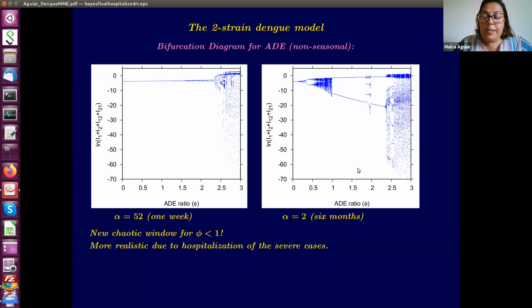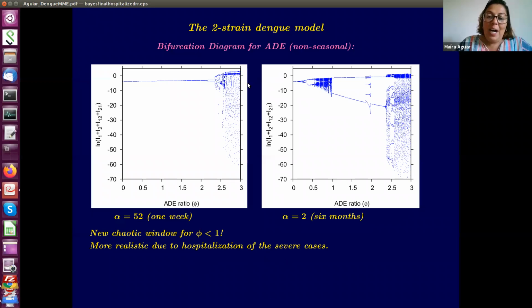Just to let you know that by only adding the strain structure to the system, we already get chaotic dynamics, and I will show you that it is for sure. This new chaotic window here is new and really interesting for us, especially for me coming from the laboratory, where we observe this kind of behavior in reality. So for the past 15 years we have been analyzing this parameter region here for dengue.